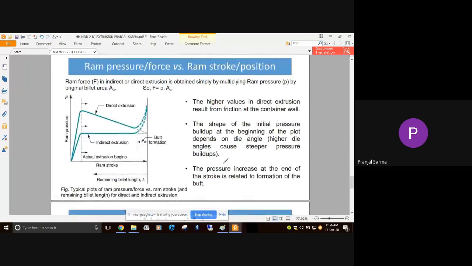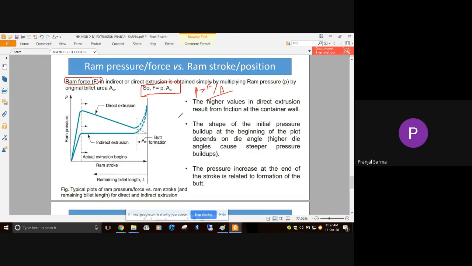And we just have the last topic. We must know about the ram pressure, or ram force, versus the ram stroke. How the ram pressure varies with the ram stroke. The main thing in this part is ram force. What is the ram force that will be required? You can very easily get that from this particular F. We already know P equal to F by A. From there itself we can get F equal to P into that area, pressure into that area. So from there we can very easily get it.